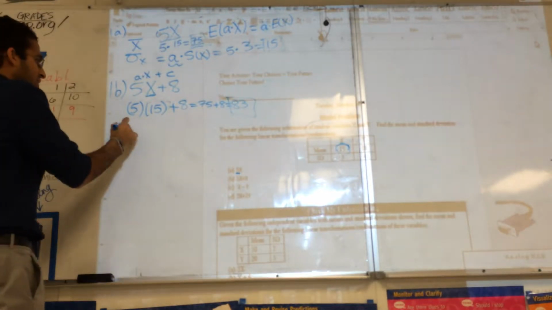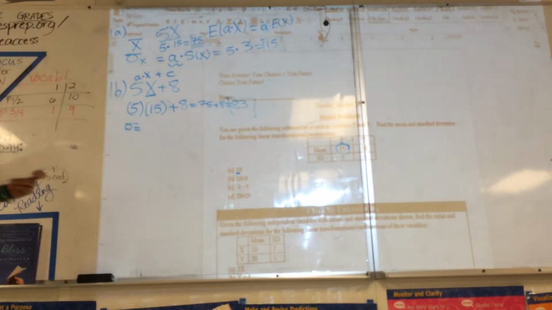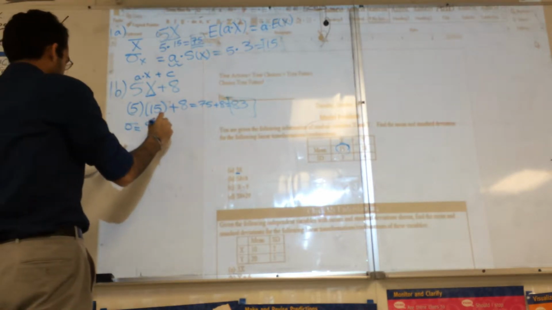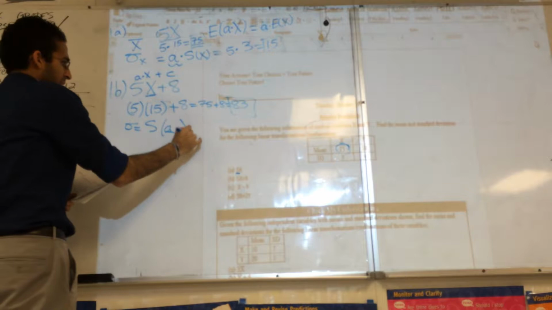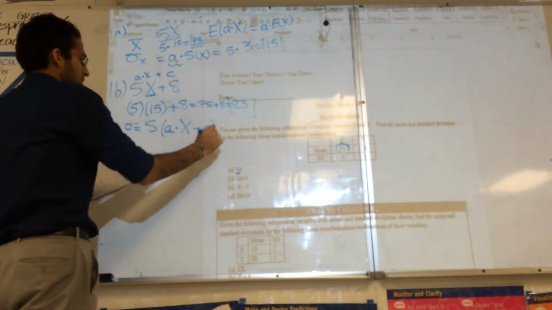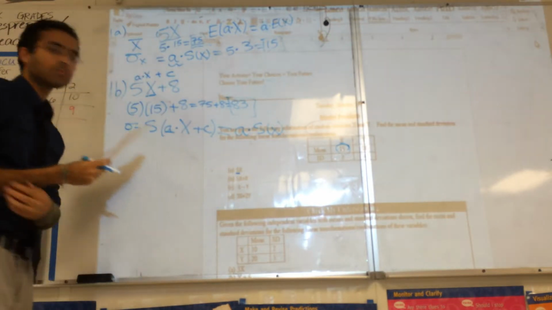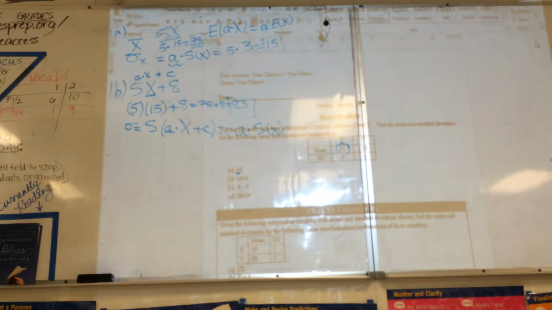So now, when it wants the standard deviation, the formula is, it doesn't matter if you add a constant. We talked about this in Unit 2. Adding a constant does not affect the standard deviation because every number goes up by the same amount. So that does not affect the distance each number is from the mean. So the standard deviation of a times x plus c is equal to a times the standard deviation of x. That's the formula on row 2.